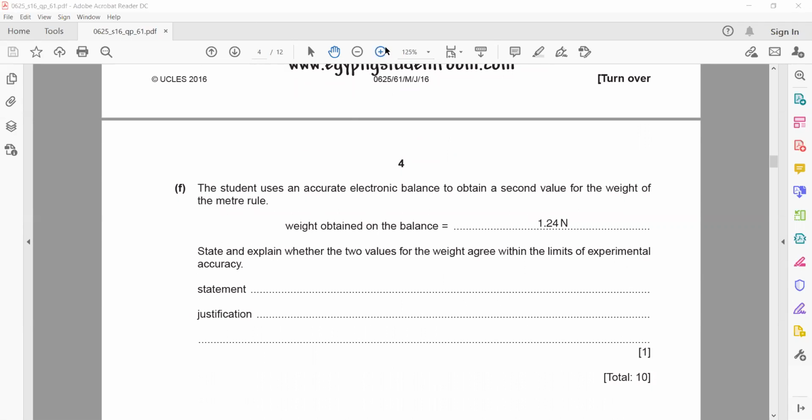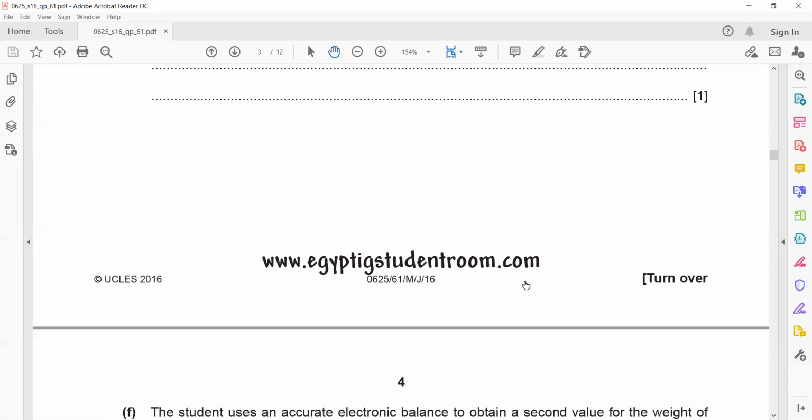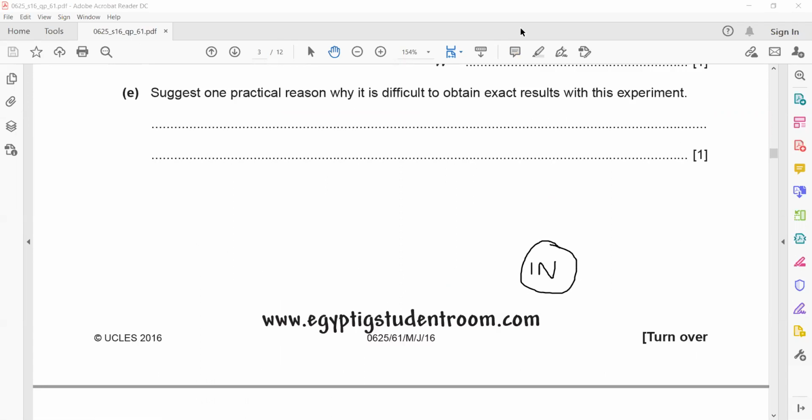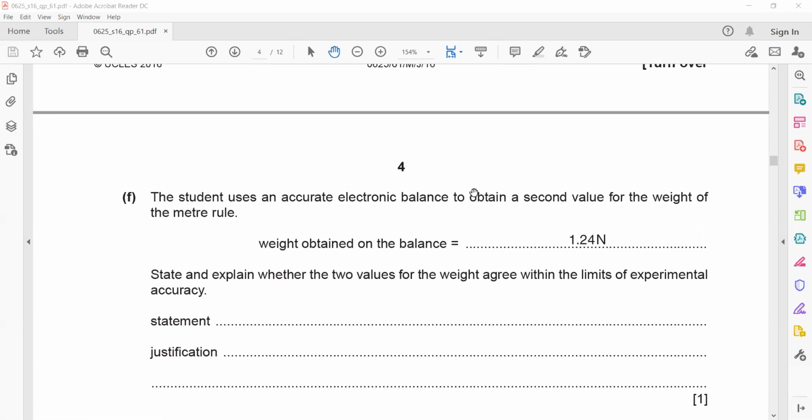The student uses an accurate electronic balance to obtain the second value for the weight of the meter rule. Look, first, when the student used the balancing method, he got the answer 1 Newton. And then the student simply placed this meter rule on the balance and got the answer 1.24. State and explain whether the two values agree within the limit of experimental accuracy.